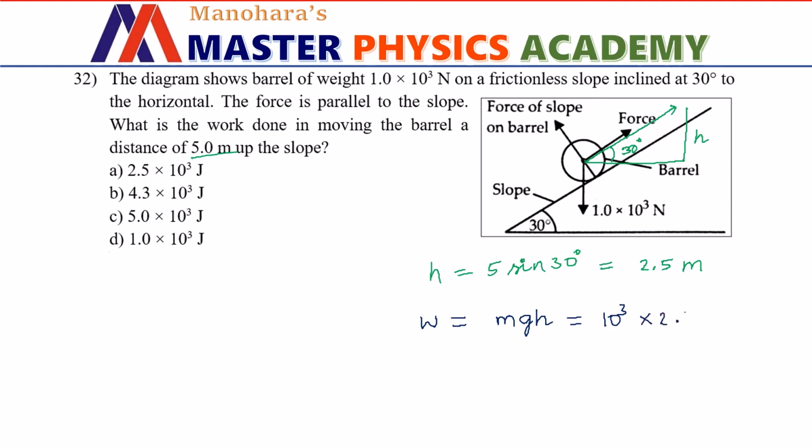The height is 2.5 meters. Multiplying these two, we get 2.5 into 10 to the power 3 joules. That is the change in potential energy, which is nothing but the work done on the barrel. So the option which we need to pick here is option A.